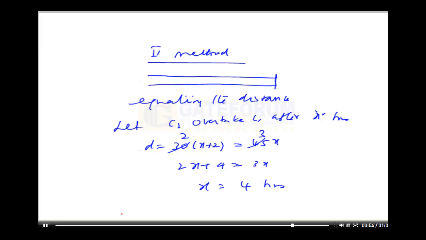Very quickly we got it, from 9 a.m., 4 hours later. So that will be at 1 p.m. C2 will overtake C1.